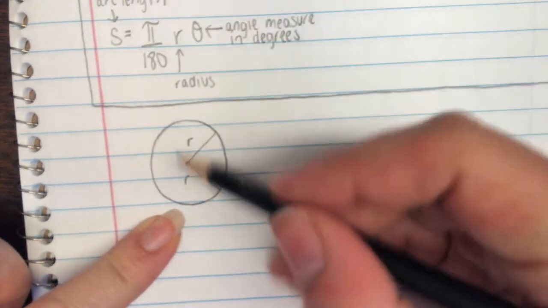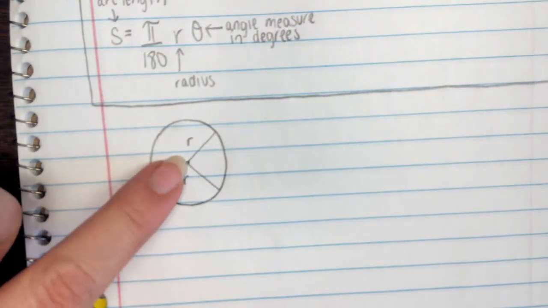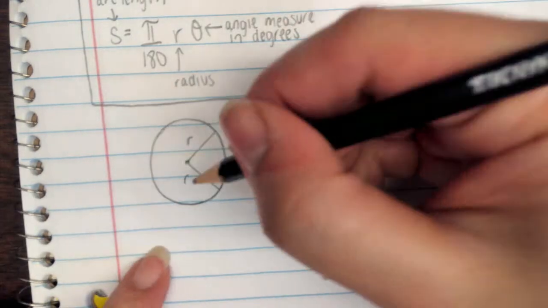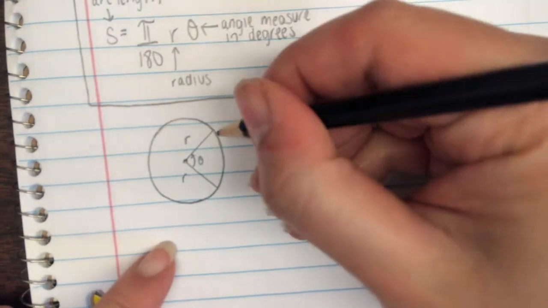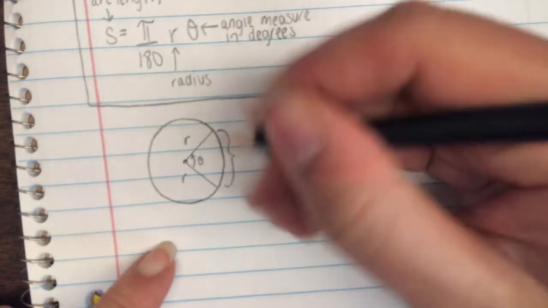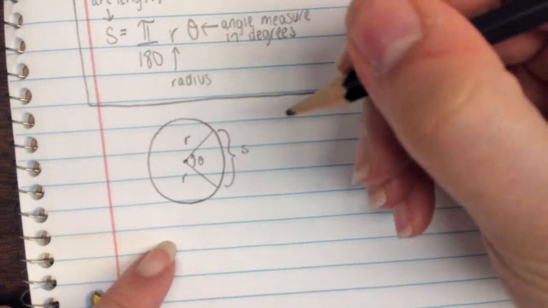Remember, you could draw an infinite amount of radius lines in here, right? It's basically, like I said, a radius is any time you go from the center of the circle to the outer perimeter of the circumference, okay? So I just want a visual of this. This part here would be considered theta, right? And this part out here would be considered the arc length, right?